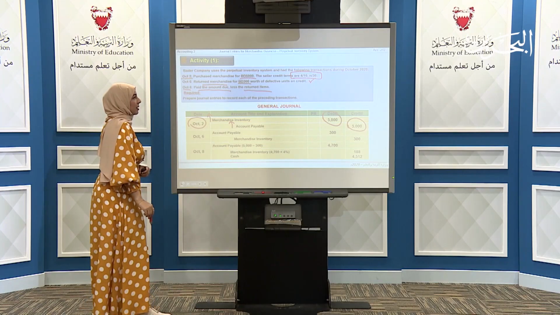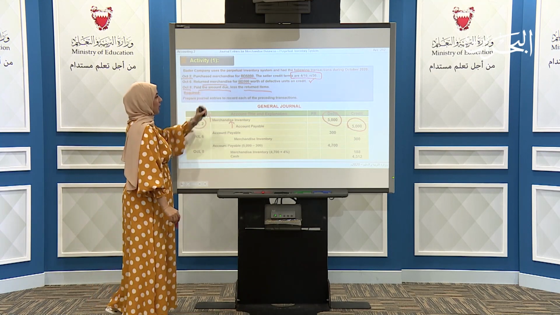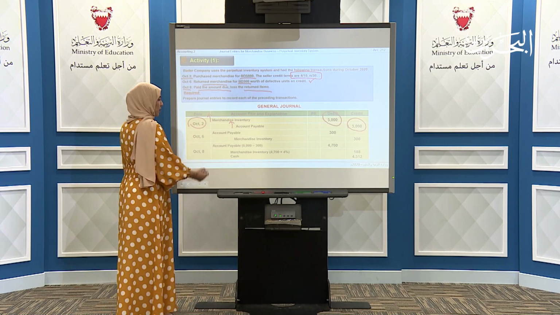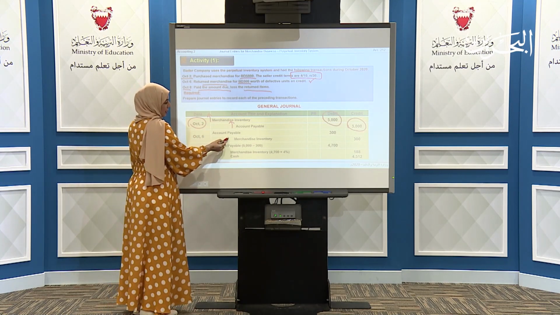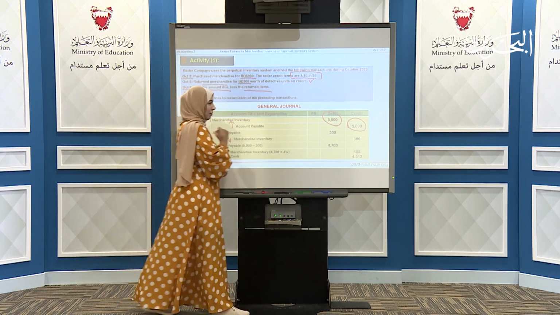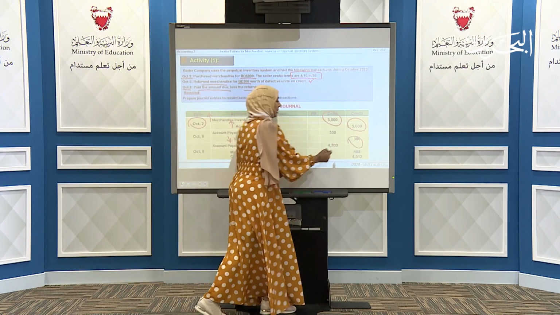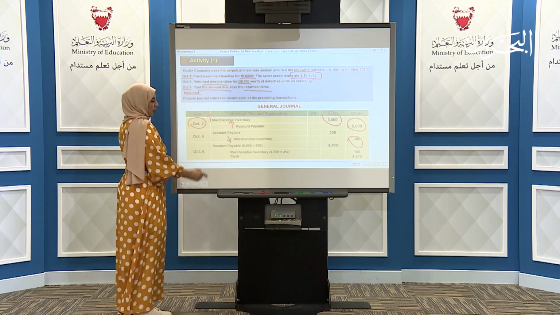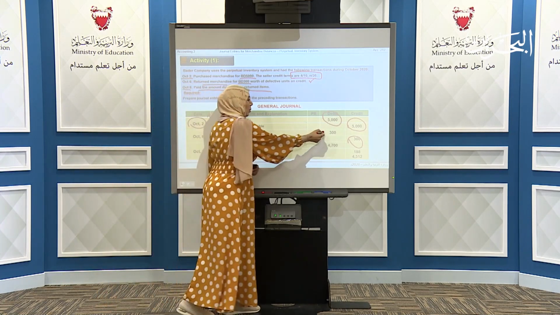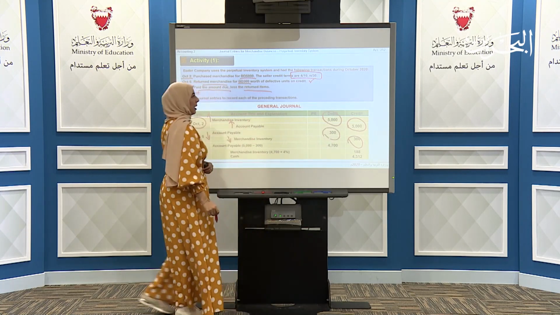Moving to the second transaction, the return of merchandise for 300. If there is a return, the inventory for me will decrease and it will affect the credit side with 300, and the liability for me also will decrease, and it will affect the debit side with 300, the amount of the return.